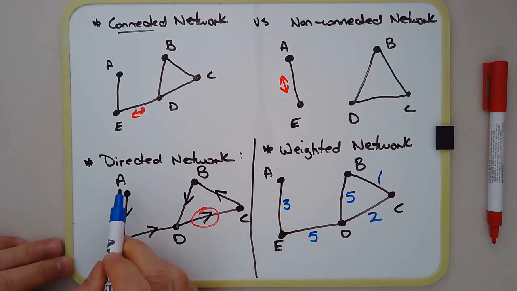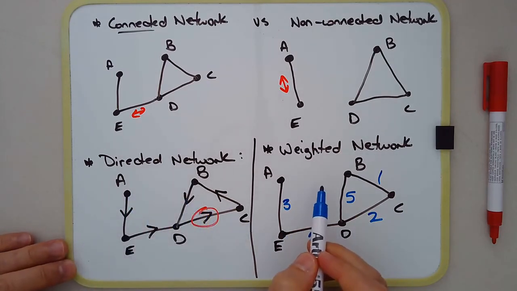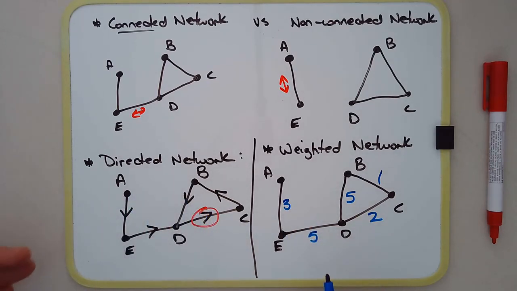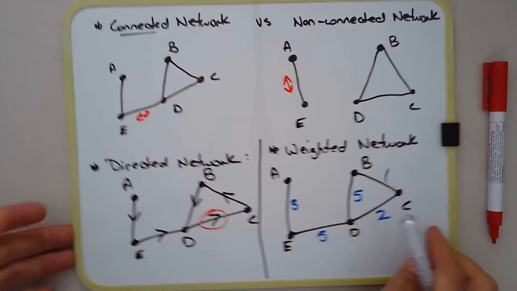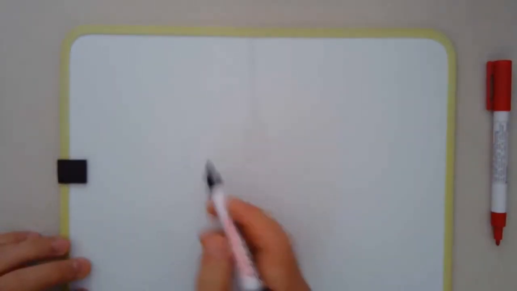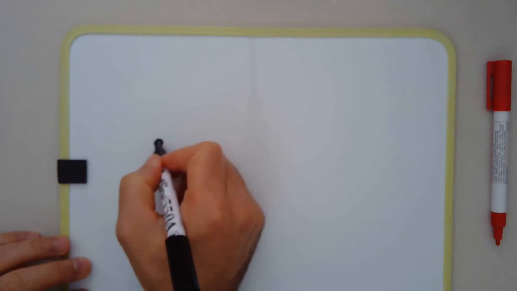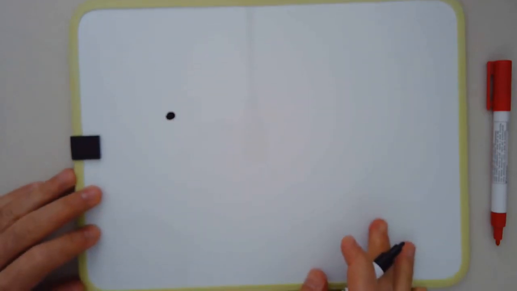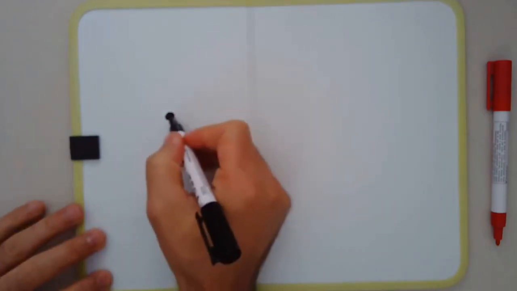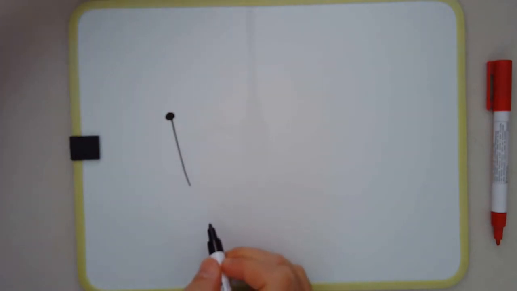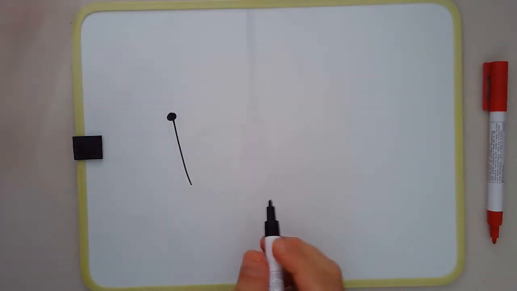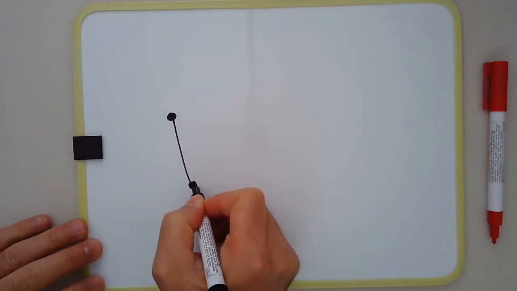Can we combine directed networks and weighted networks? Of course we can. Does that mean that because the arrows are there, we can't have numbers there? You can have numbers there as well. So if I was to draw a directed weighted network, I'll just put that there so you can see that. Just bear with me. Sorry, I'll just get that focused again.